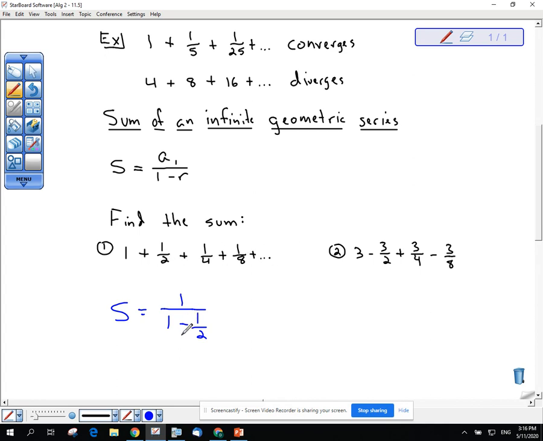So this is, now you need to be careful with this calculation, 1 over 1/2. 1 divided by a half. See, 1 minus a half is a half. 1 divided by 1/2 would be 2.